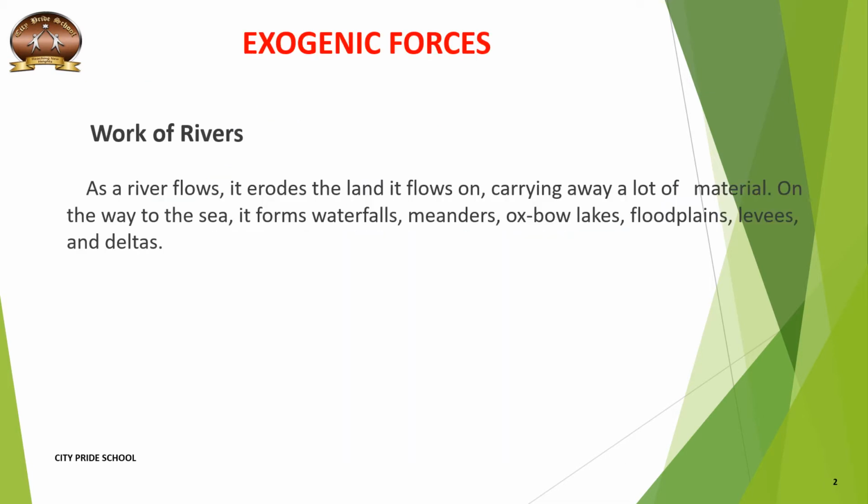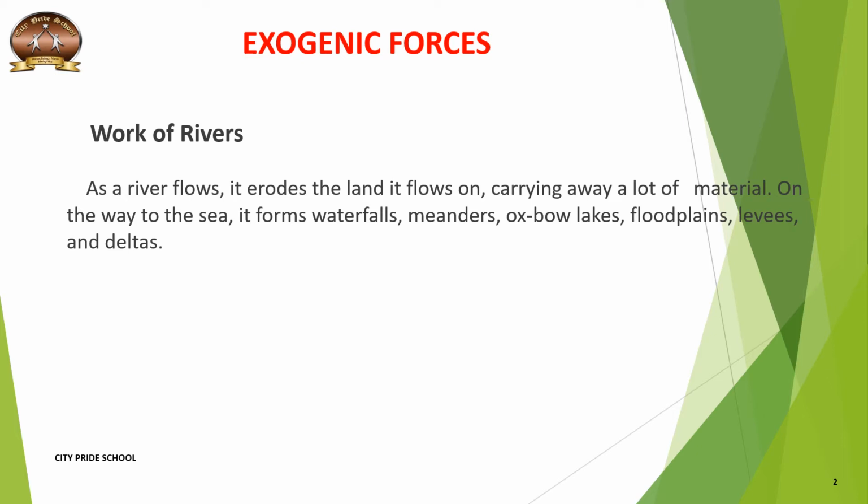We have seen the exogenic forces that work on the surface and the major landforms that are formed due to weathering and even erosion. This process of erosion and deposition creates different landforms on the surface of the earth. We have also seen the work of the river: as the river flows, it erodes the land on its way, carrying a lot of material, and on the way to the sea, it forms waterfalls, meanders, oxbow lakes, floodplains, levees, and deltas. So today we are going to learn about the work of sea waves.